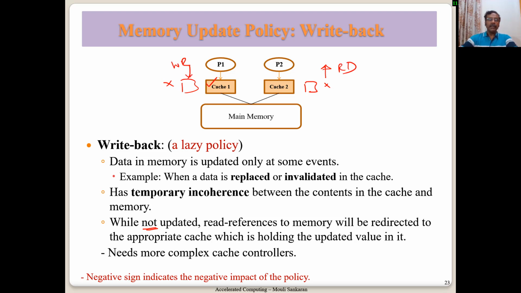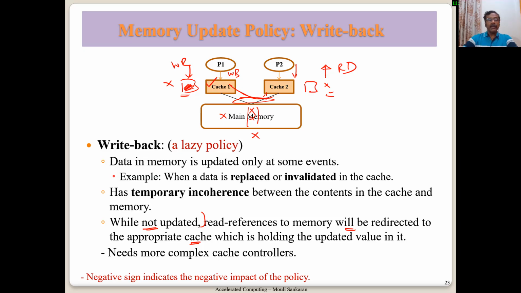Suppose you are trying to read from this location. Somehow the cache controller sitting here should say that main memory is not up to date, please read it from here, take it from the neighbor. So read references to memory will be redirected to the appropriate cache. Why appropriate cache? There is only one cache which may be holding this value with the right to write. It has written into that location. Only that core has the right to write into the cache, so you have to take it from there. So the cache controller which you need to have is a complex one.